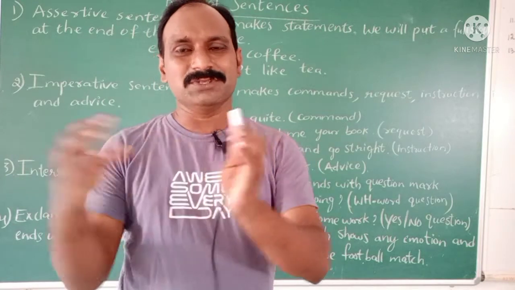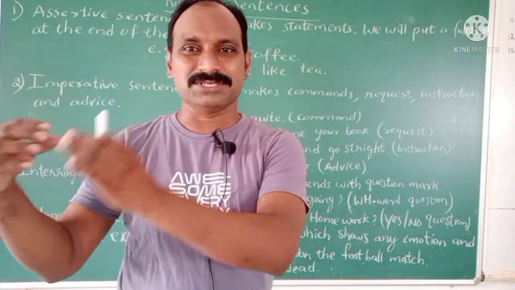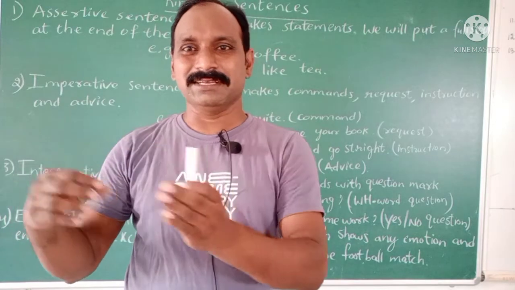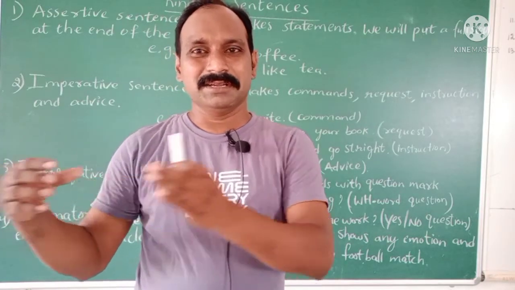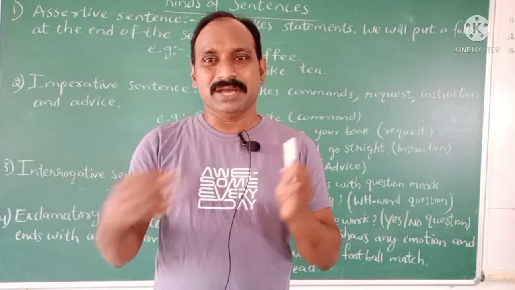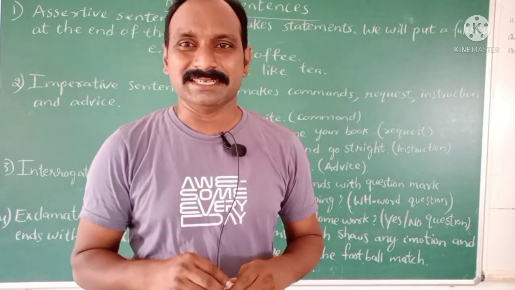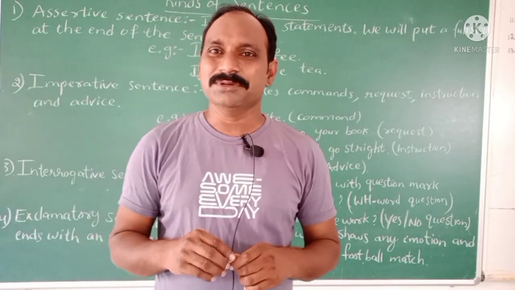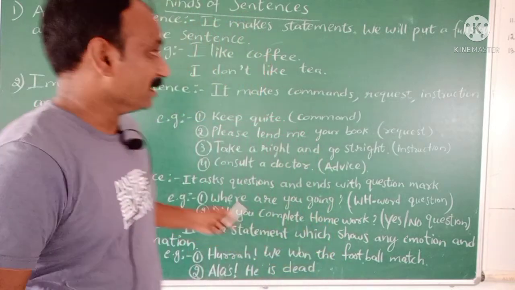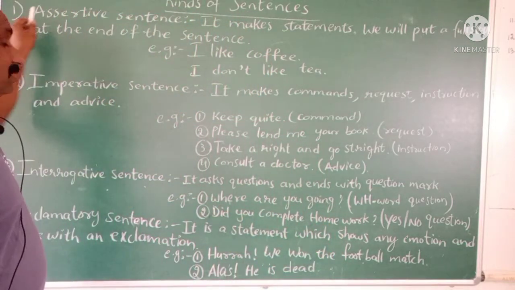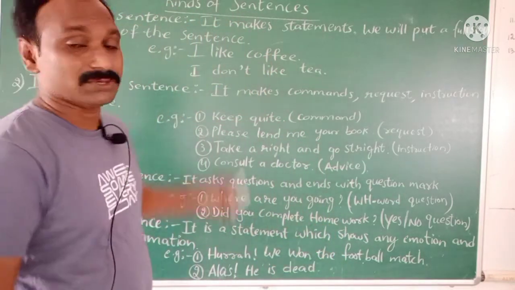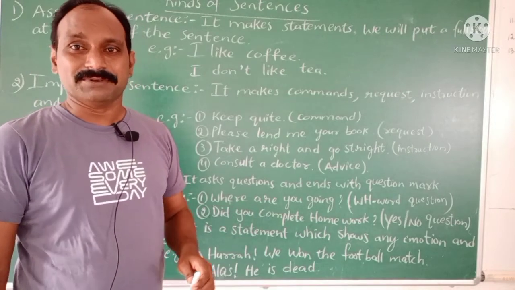If we keep some words together in a proper structure, in grammatically correct order, those words are called a sentence. And now we will see the different kinds of sentences here. First one, assertive sentence. Assertive sentence is also called declarative sentence or affirmative sentence.